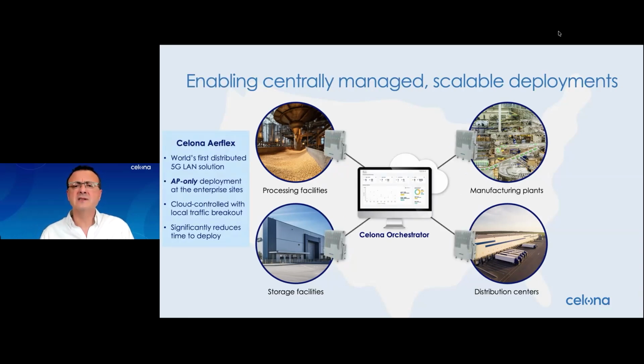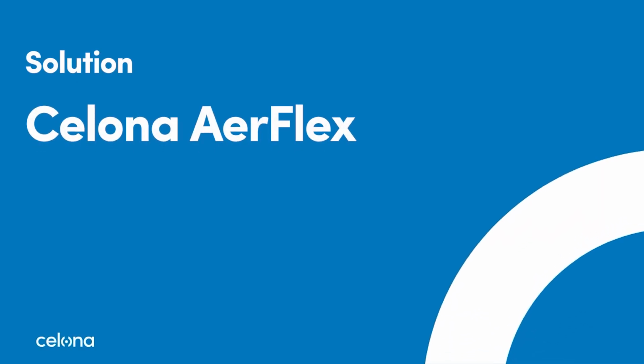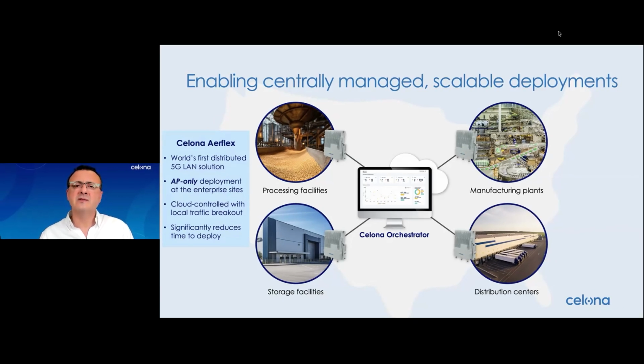So to address this challenge, across many sites, we designed the system around a lightweight deployment model, and we call this Celona Airflex. The key architectural principle is to centralize what makes sense and localize what must stay local. So the control plane for configuration, policy, lifecycle management, and visibility is handled centrally through the Celona orchestrator, and this gives you a single place to define the policies, manage devices, monitor the health across all sites, but at the same time, the user plane, the data, stays local.